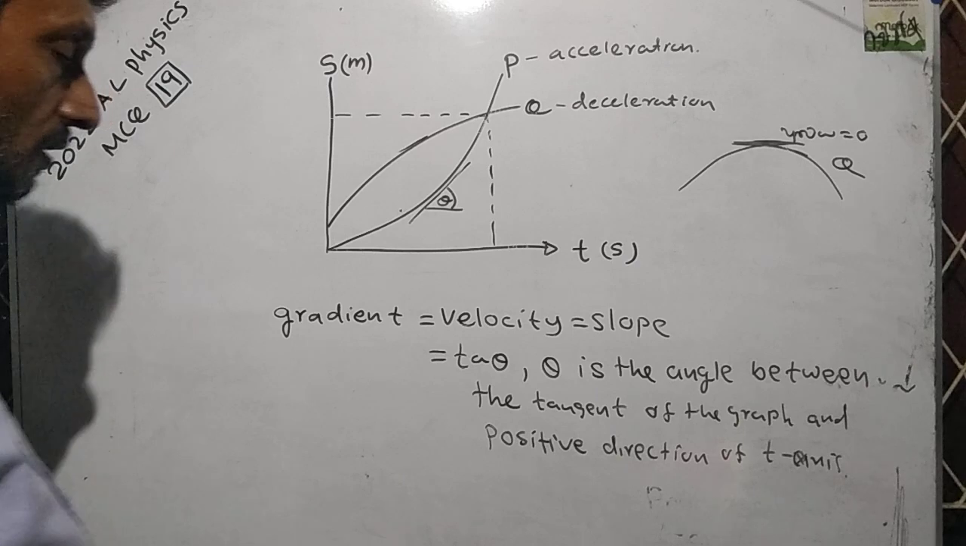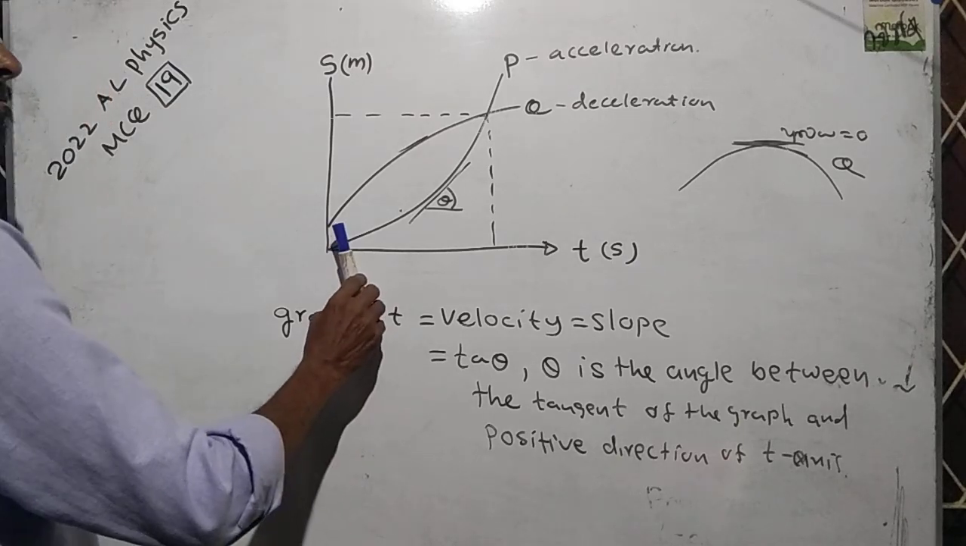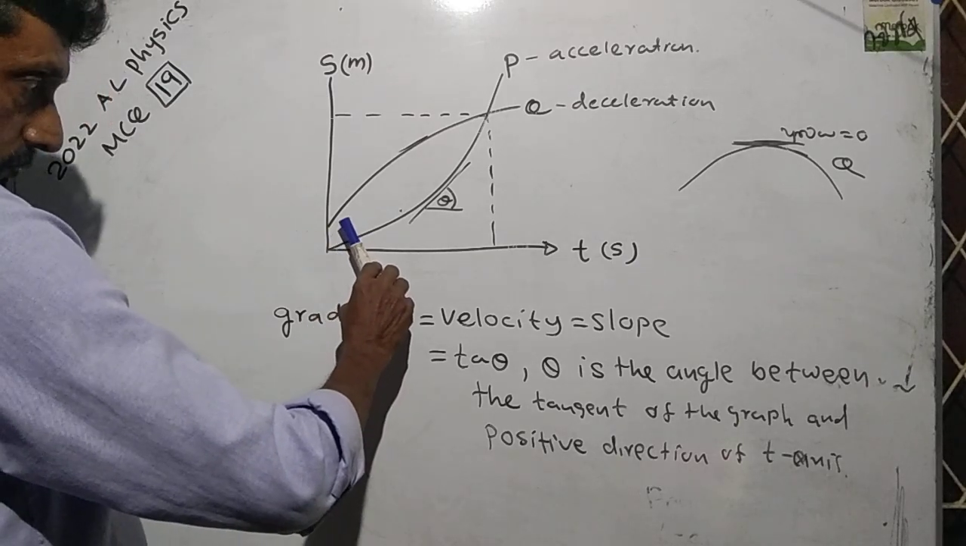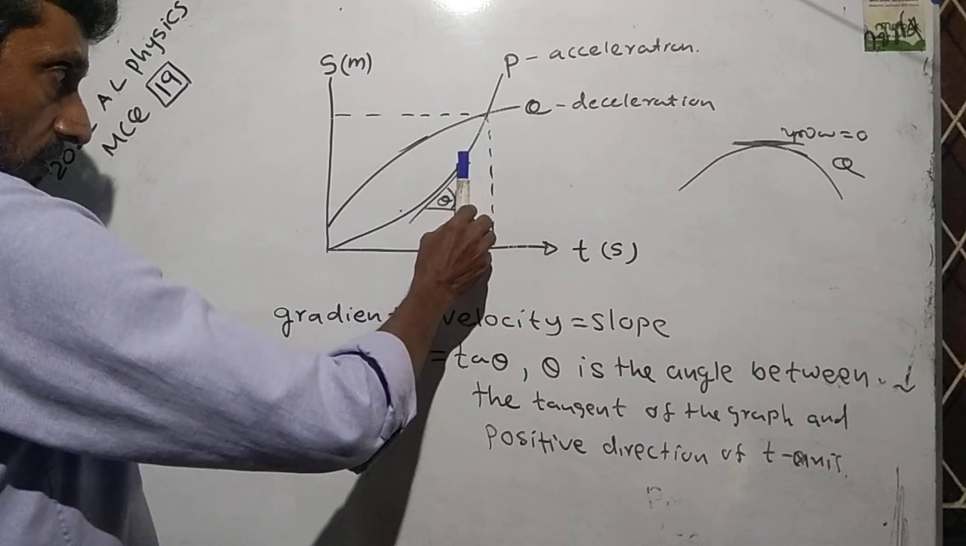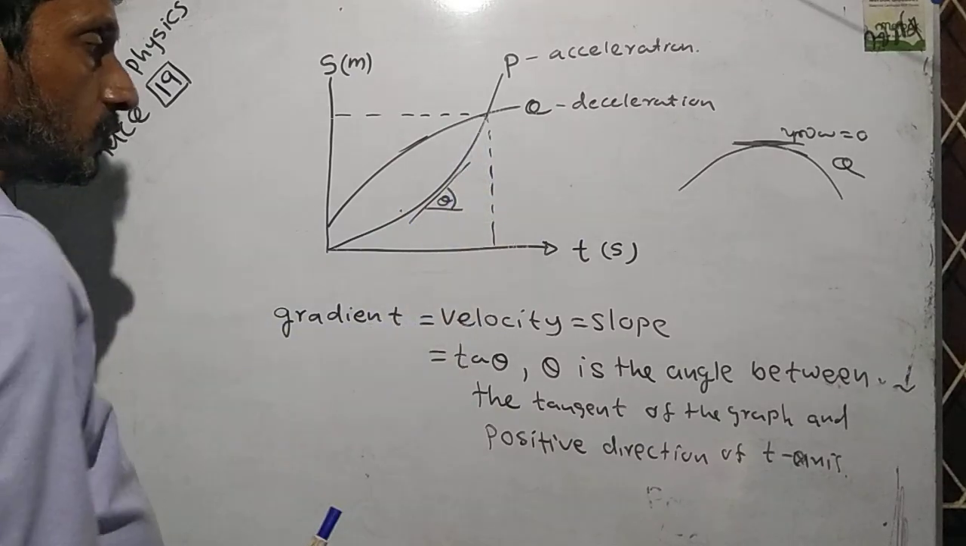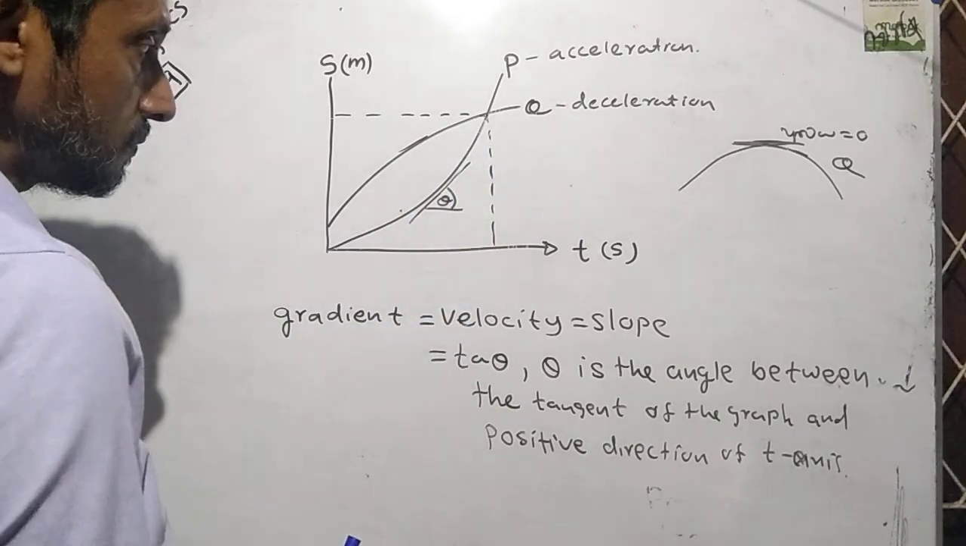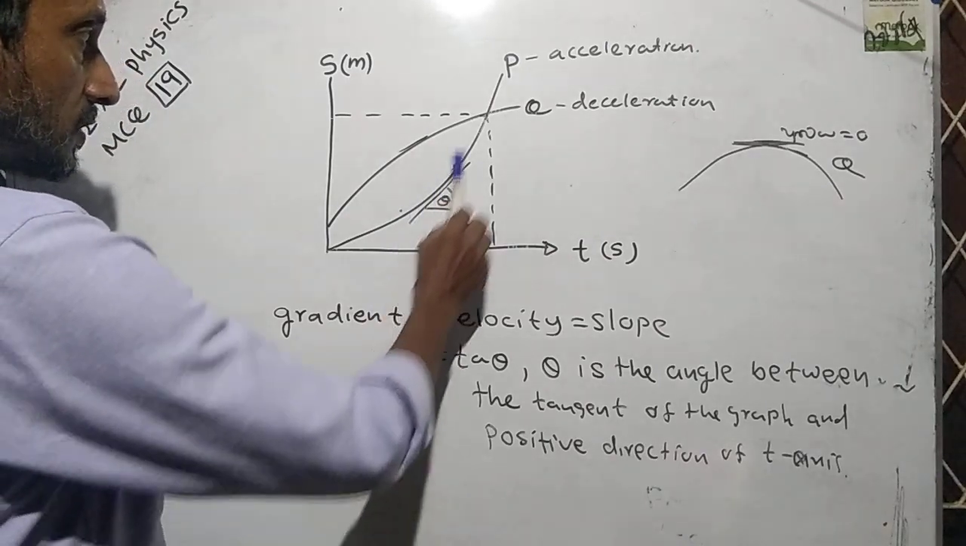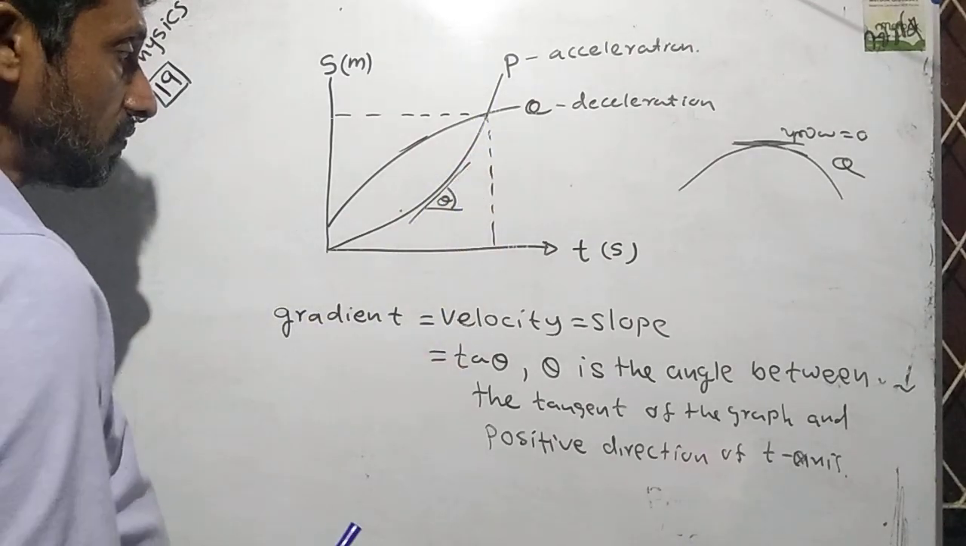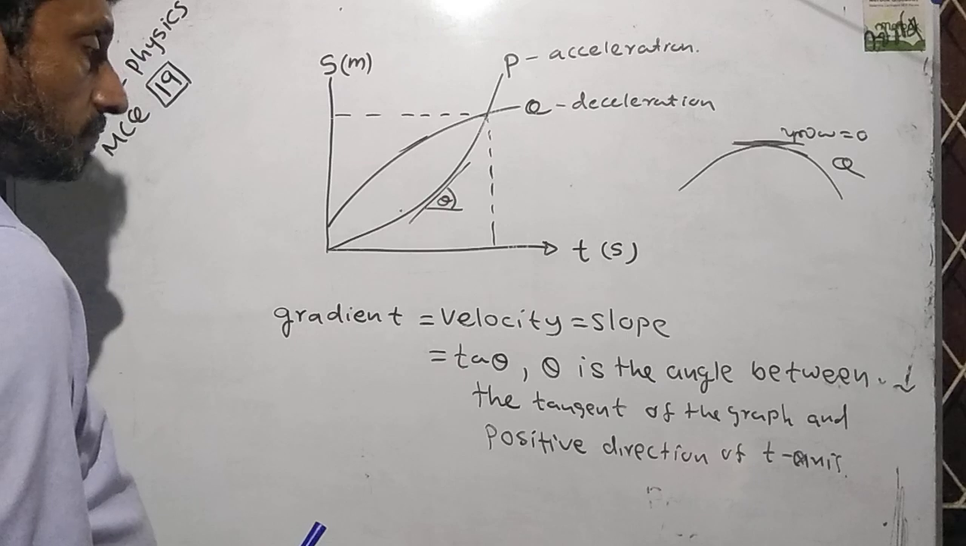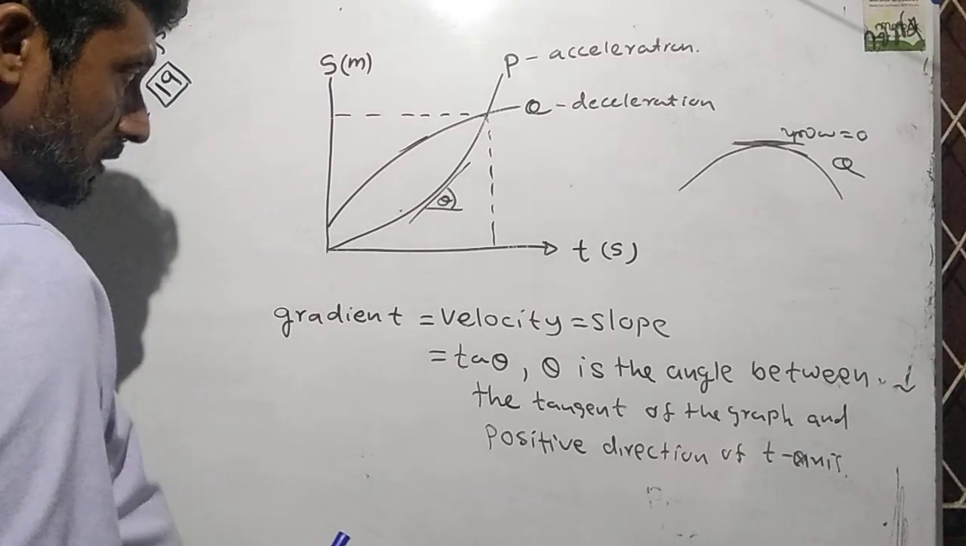Therefore, due to these positive gradients, both objects move in the same direction. Both objects move in the same direction. They have the same direction of velocity.